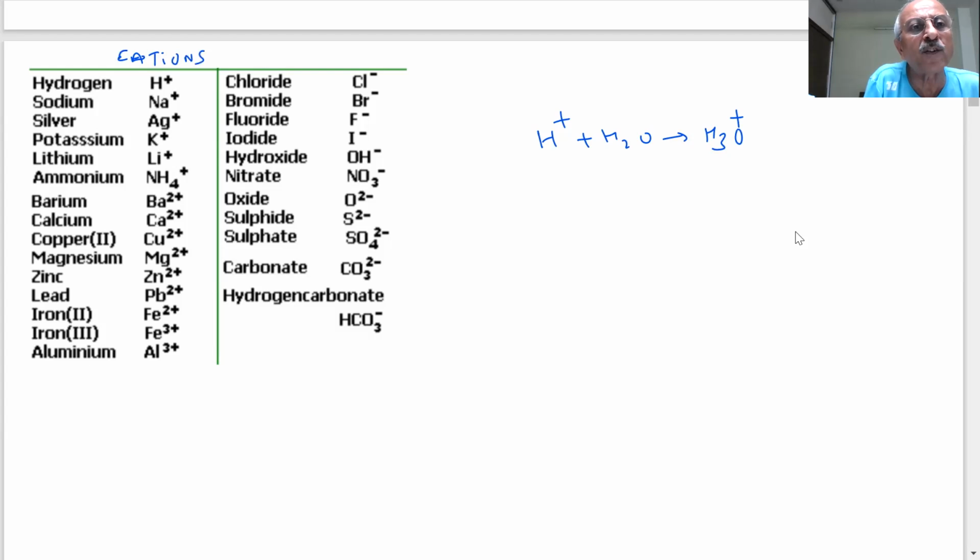What do you mean by cations? What charge is there? Positive charge. Yes, sir. And here you have anions. They are having negative charge. You can see chloride ion, bromide ion, fluoride, iodide, hydroxide ion, nitrate ion. This is oxide ion, sulfide ion, sulfate.